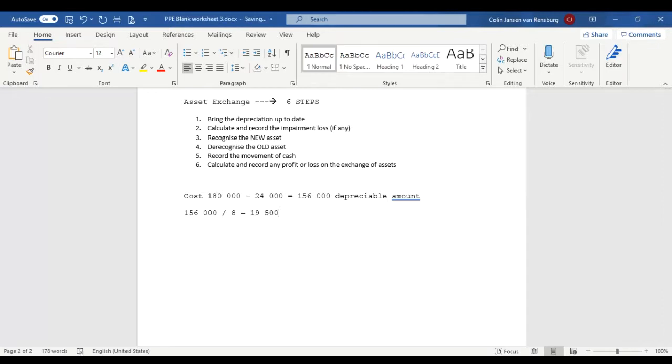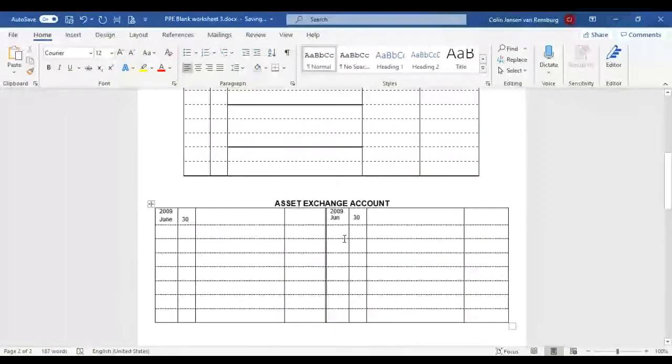19,500. Maybe I should just type that there. That is the annual depreciation. The annual depreciation. Okay, so 19,500 per year. So for how many years must we now go and depreciate it?